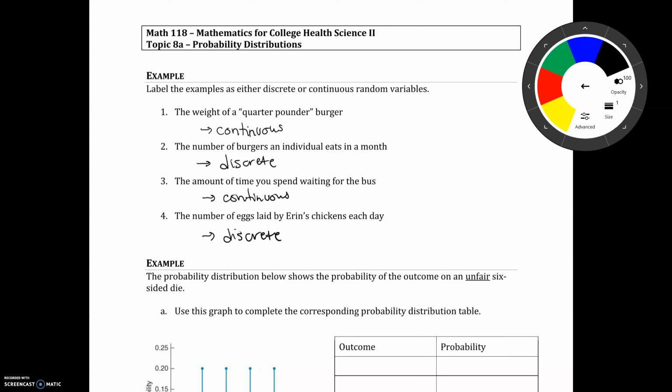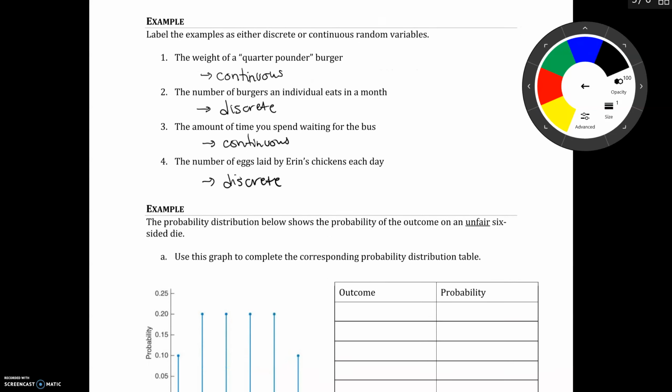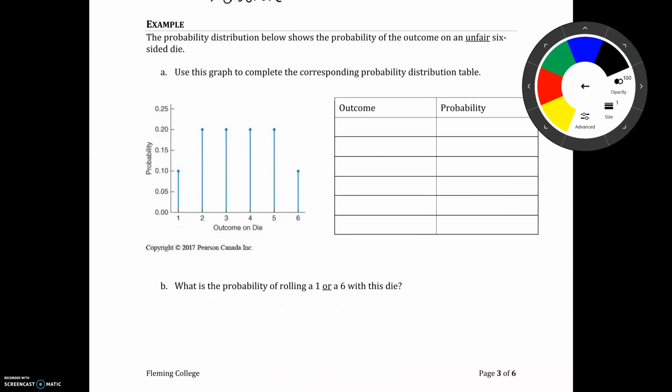Weight is measured, it's continuous. The number of burgers is a count, it's discrete. The amount of time you spend on anything is continuous, it's measured. And the number of eggs laid by a chicken is discrete, again, because it's counted. Okay, excellent.